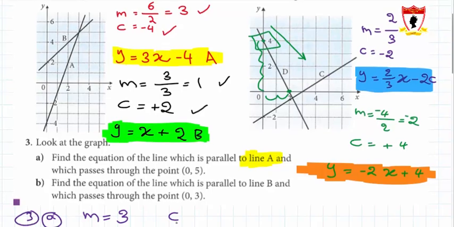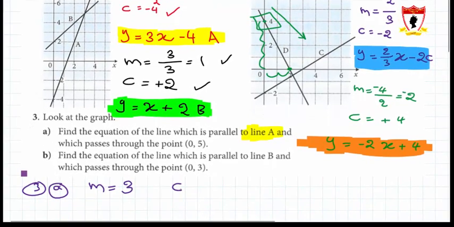In the previous lesson, we had cases like this. The gradient was given, one point was given, and we were about to find C. So we're going to do the same thing. Let's write the equation of the line. The equation will look like this: y equals 3x plus C, because we don't know C yet. Then the point will help to find C.